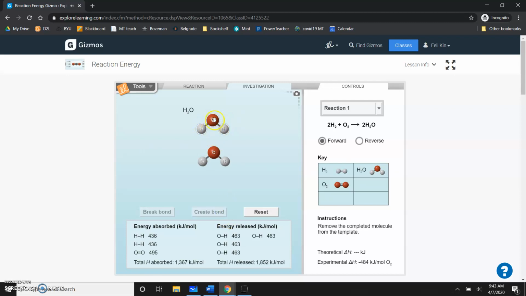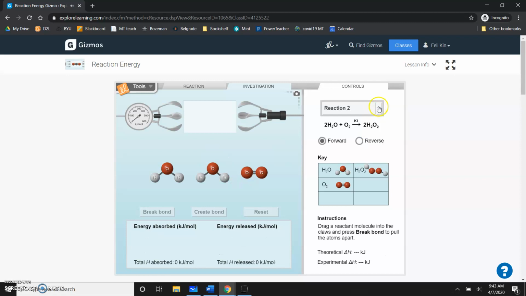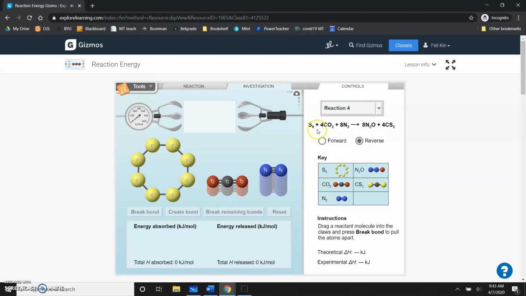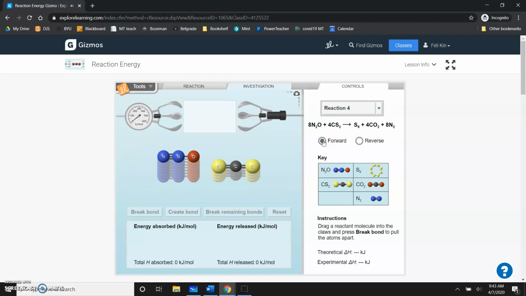And remember, even for this last molecule, you've made all of them, but take that off the template because then it'll switch over and it'll tell you your theoretical change in enthalpy. And it'll only do that once you pull your last molecule off of its template. Just like before, you can go through and look at each of the reactions that way. And you can also look at their reverse reaction. And again, what that does is it just flips your chemical equation around.